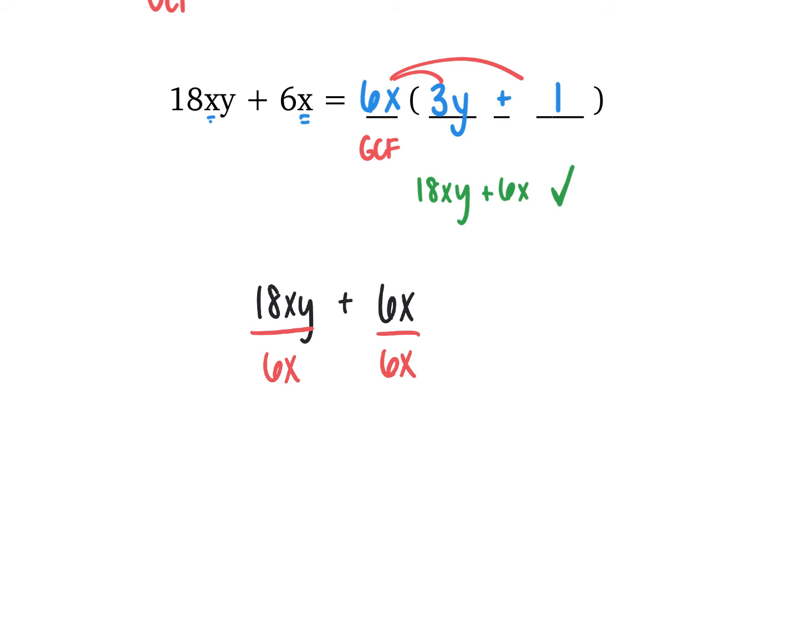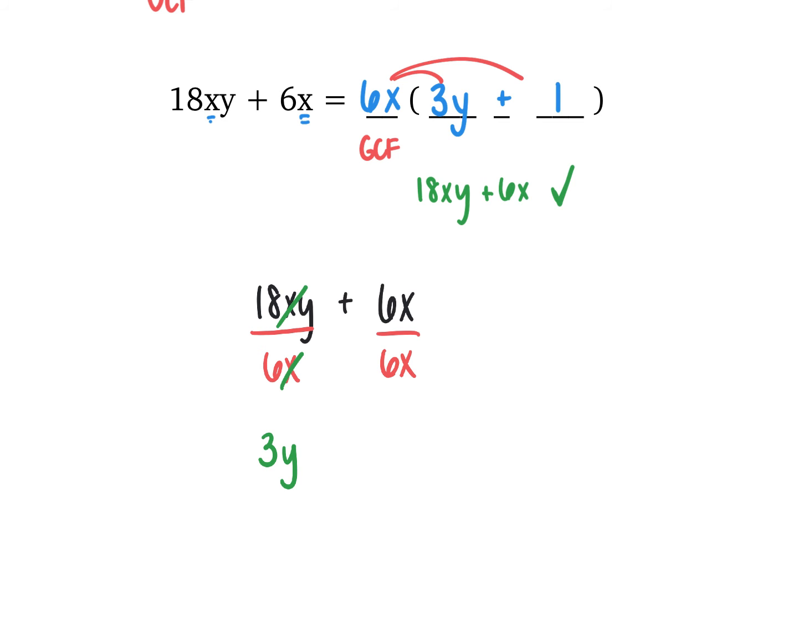Now notice here I'm dividing by variables, and when you're dividing by variables, those cancel out the same way that numbers do. If I have 5 over 5, I know that equals 1. So 18xy divided by 6x, my x's are going to cancel. And that's where I got 3y. 18 divided by 6 gives me 3, and then I still have that y in its place.